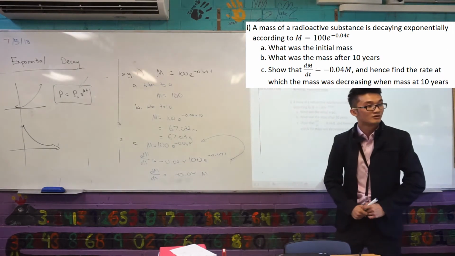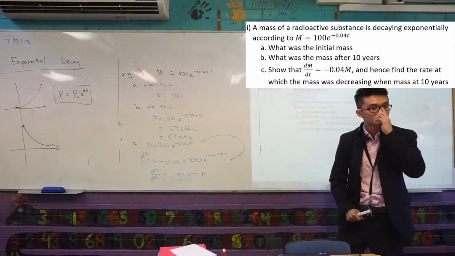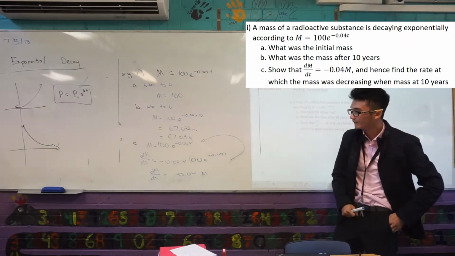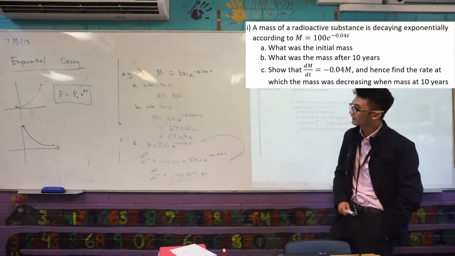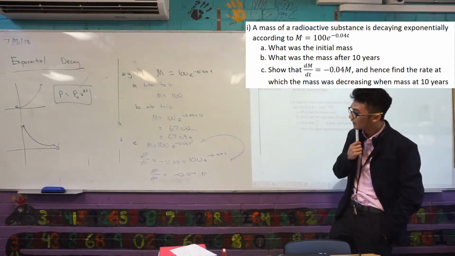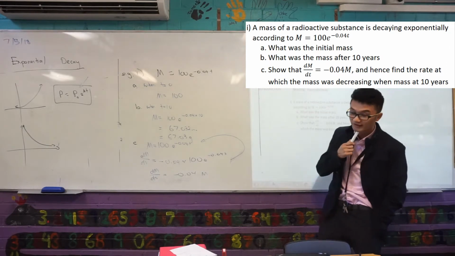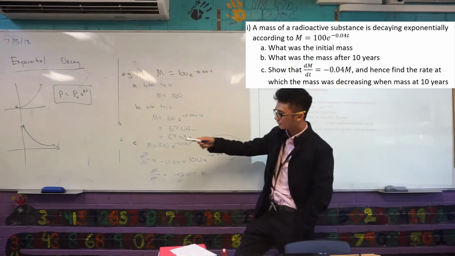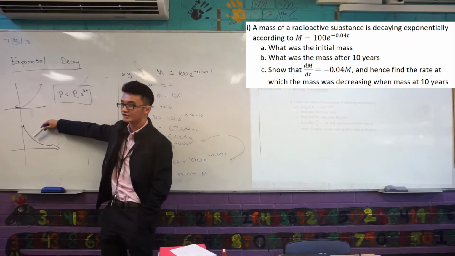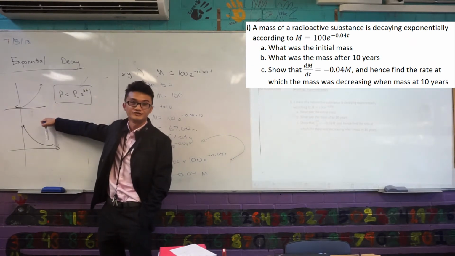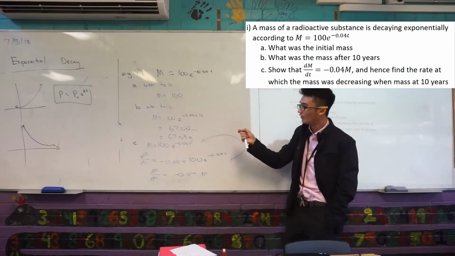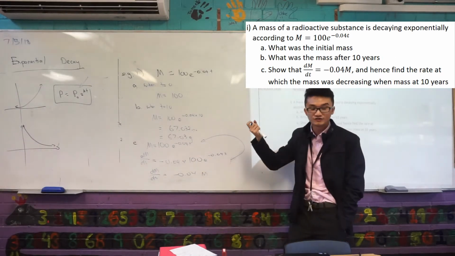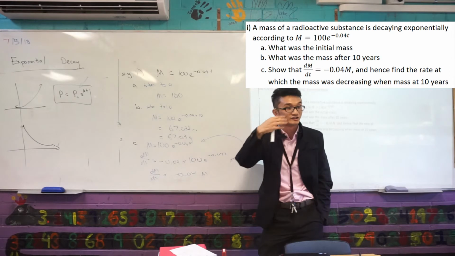Couldn't you just do 100 minus 67.03 and then divide by 10? That's an interesting question. Would that work, or because it's exponential? I think you're answering a different question here. What you'll notice is that the rate at which something decreases is not constant. It would be a straight line if it was. And also, this is not asking for the mass anymore. It's asking for the rate at which it's changing.